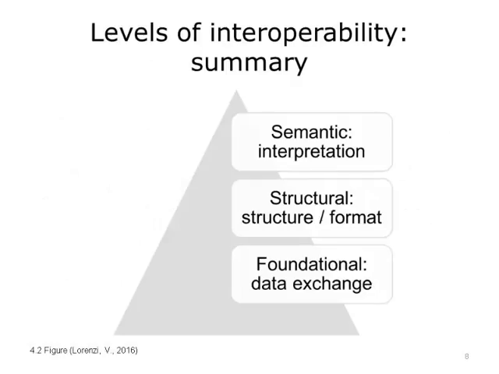This diagram summarizes the 3 levels of interoperability and each of their primary characteristics. Foundational interoperability is about data exchange in its basic form. Structural interoperability is about the structure and format of the data, so that data could be interpreted. Semantic interoperability is the ability for systems to interpret data that are exchanged.